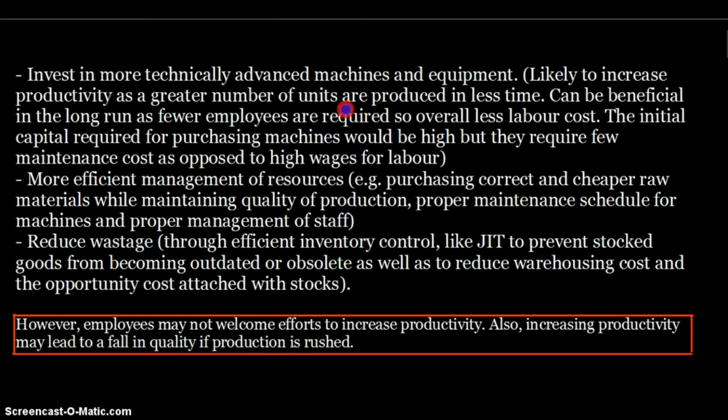Invest in more technically advanced machines and equipment. This is likely to increase productivity as a greater number of units are produced in less time. It can be beneficial in the long run as fewer employees are required, so overall less labor cost. The initial capital required for purchasing machines will be high, but they require few maintenance costs as opposed to high wages for labor. So the whole point behind this paragraph is that you can switch from a labor intensive business to a capital intensive business. You can invest more in capital, machinery, technologically advanced machines and equipment.